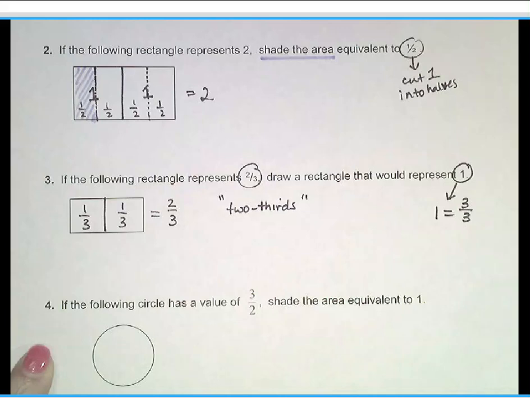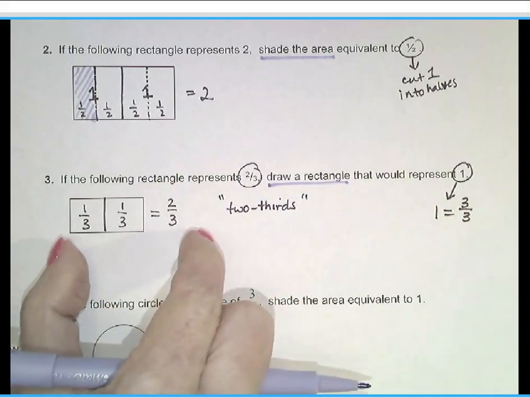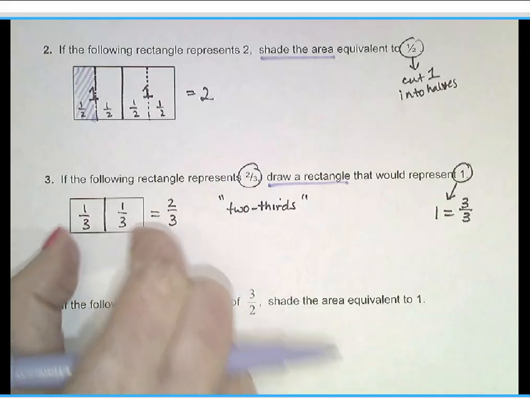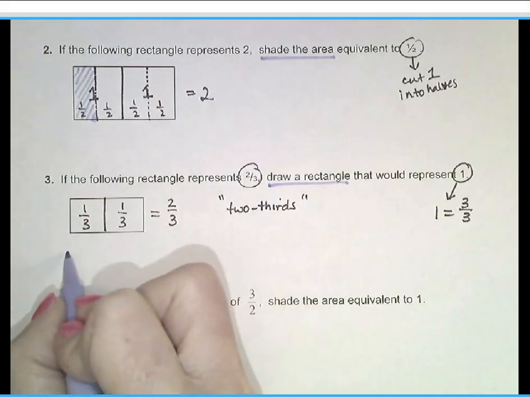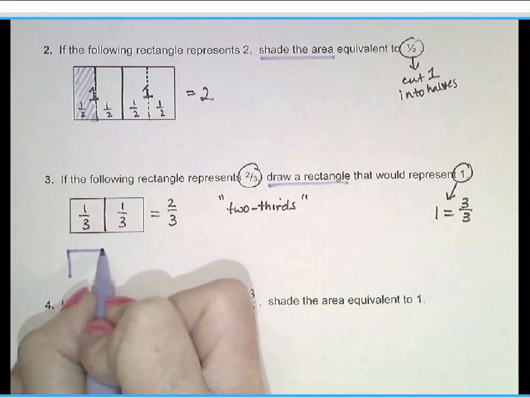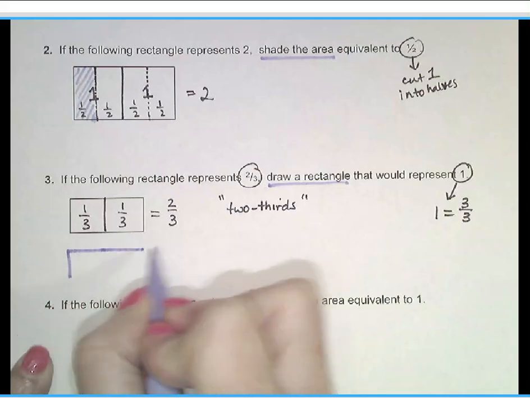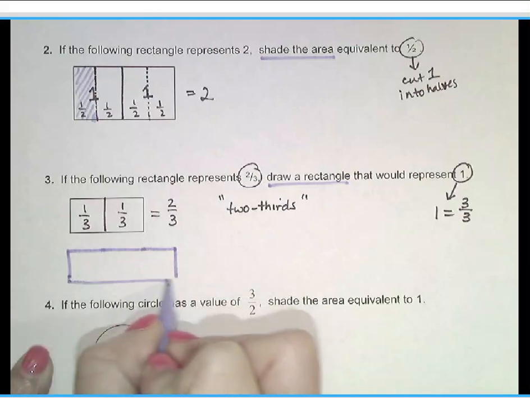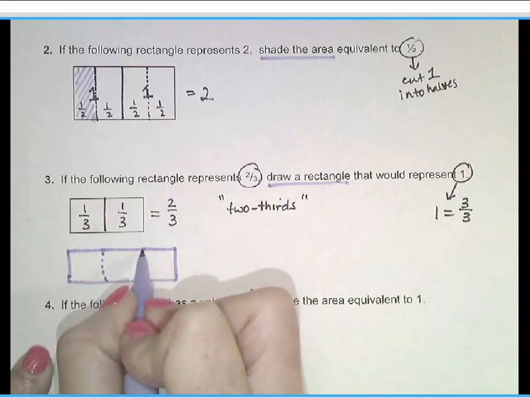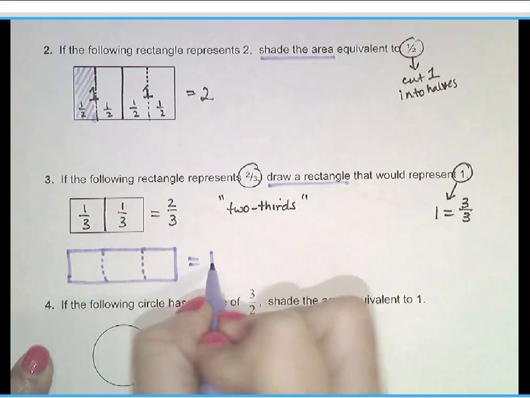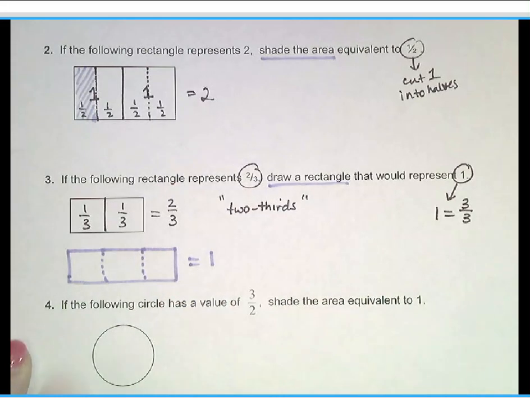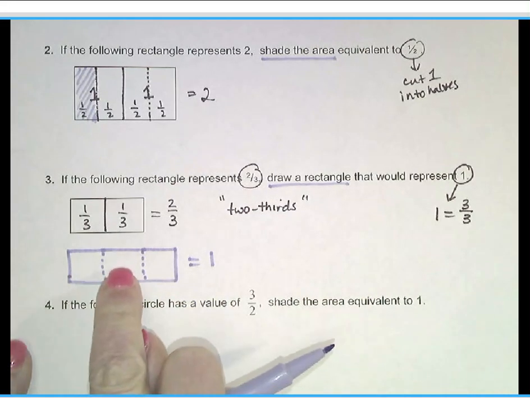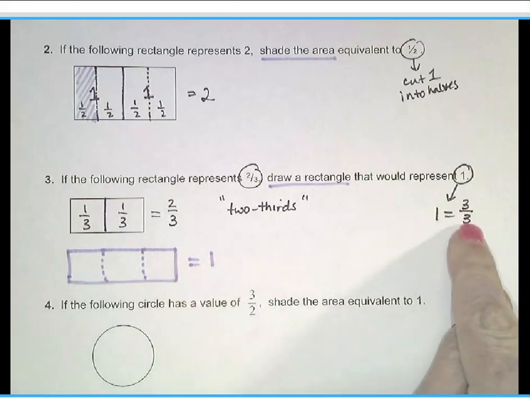So I'm going to draw a rectangle that would represent 1. So my rectangle is going to be longer than this one, because 2/3 is smaller than 1. So how big is my rectangle going to be? Well, it's a third, and then another third, and then I'm going to eyeball another third. And that would equal 1. See how it's got a third, and then another third. That's my 3/3.